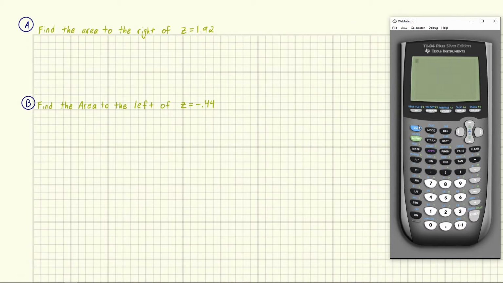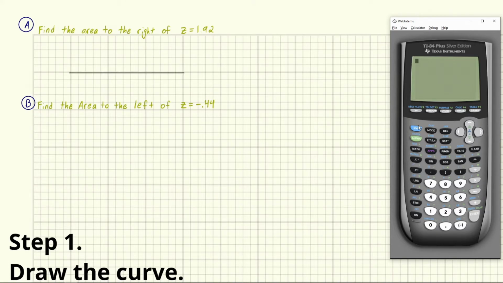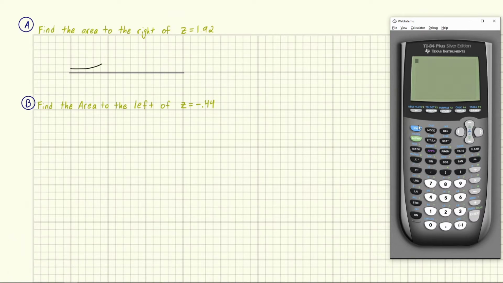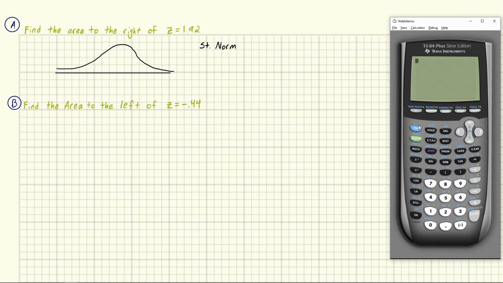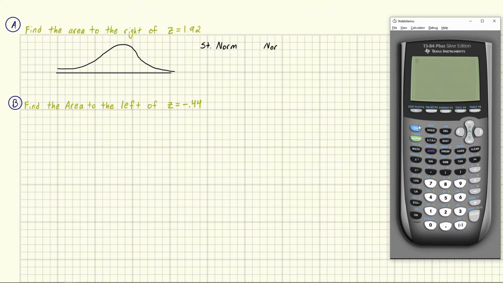We'll do the calculator way first, just because most people at Citrus right now are doing the calculator method. So let's go ahead. And step one with these is always to draw a normal curve. And it's not just any normal curve. Let's draw a better normal curve. This is a standard normal curve. So there are differences, and we need them for our calculator. So there's a standard normal curve, and then there's just a regular old normal curve.